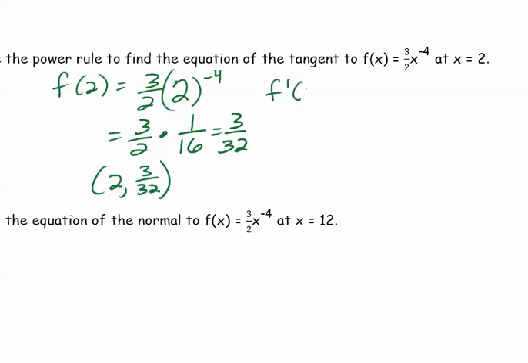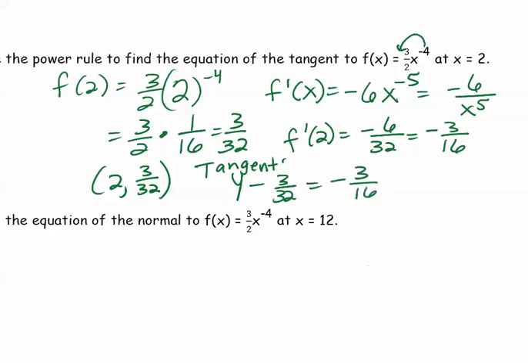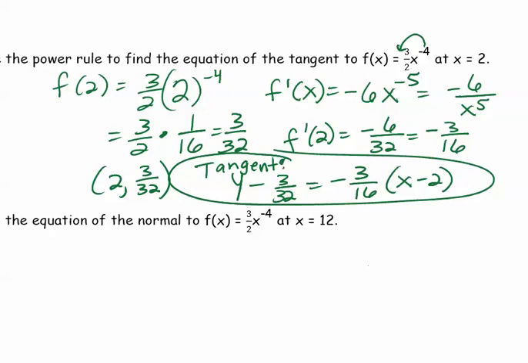And f prime, we have to do our power rule, so we bring the -4 and multiply, so we'll have a -6 x to the -5th. So again, you can move these to the denominator if you wish. So f prime at 2 would be -6/32. Let's make that a -3/16 as our slope. So our tangent, y minus our y coordinate, equals our slope times x minus our x coordinate. I think that should be right.